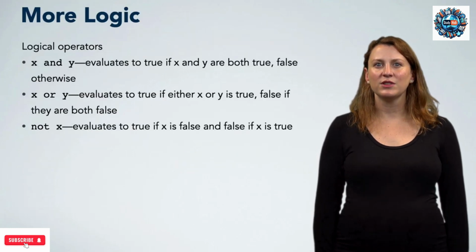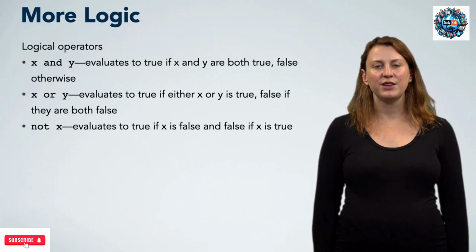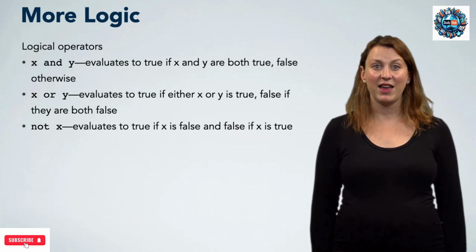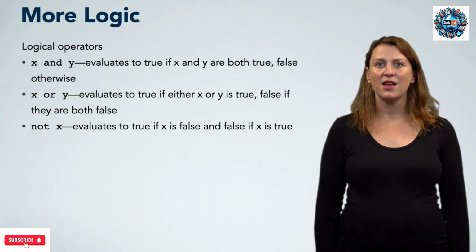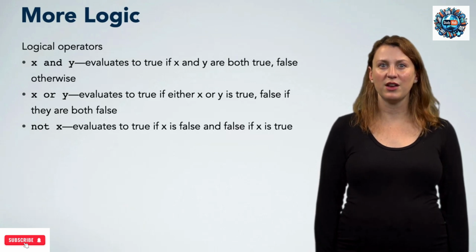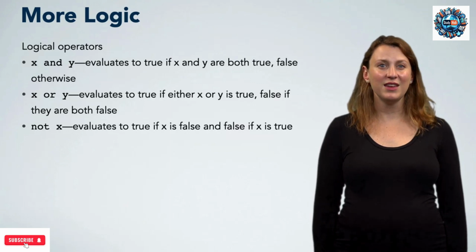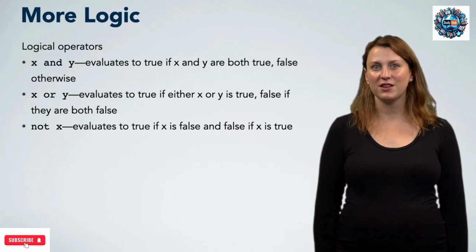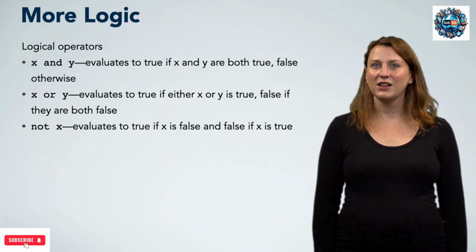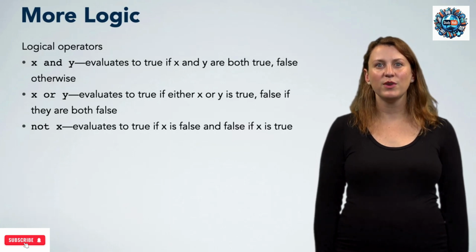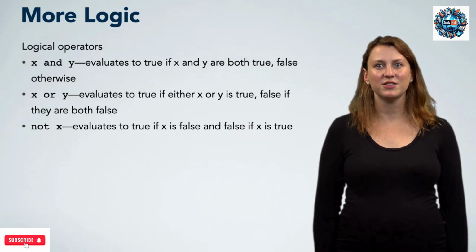You can also use logical operators to combine Booleans in logical ways. We have and, or, and not. X and y evaluates to true if x and y are both true and false otherwise. X or y evaluates to true if either x or y is true and false if they're both false. Finally, we have not x, which evaluates to true if x is false and false if x is true.